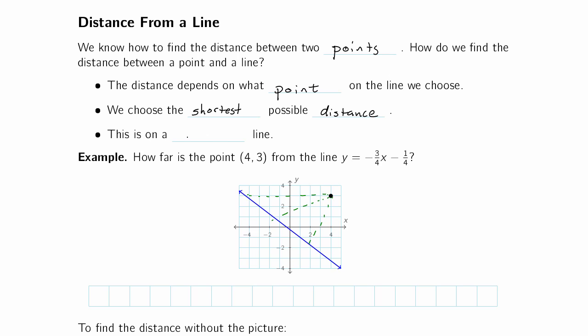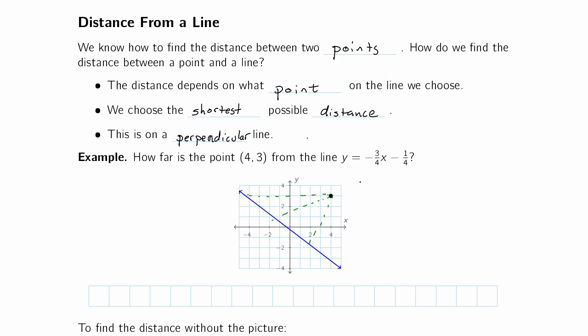Well, the shortest possible distance is along a perpendicular line segment. So to find the distance between a point and a line, we find a line perpendicular to the line that goes through the point, and then we find the distance along that. Okay, let's look at this example and see how we can actually do this.